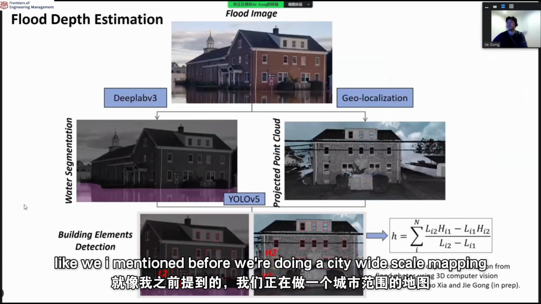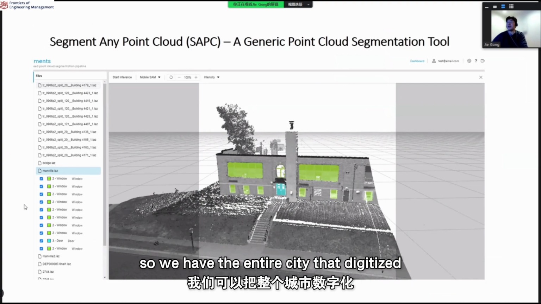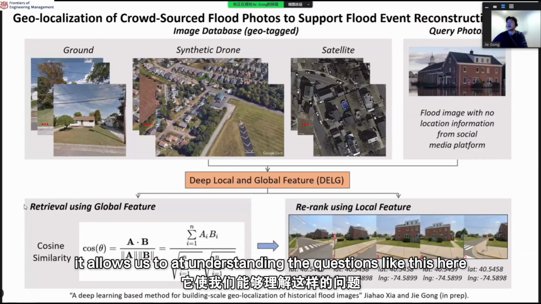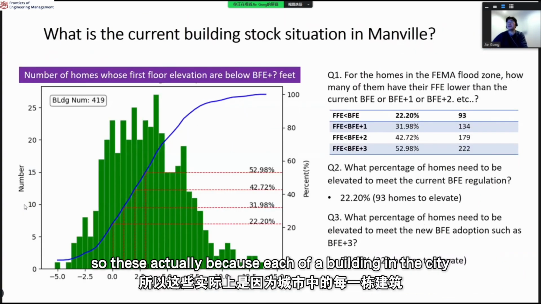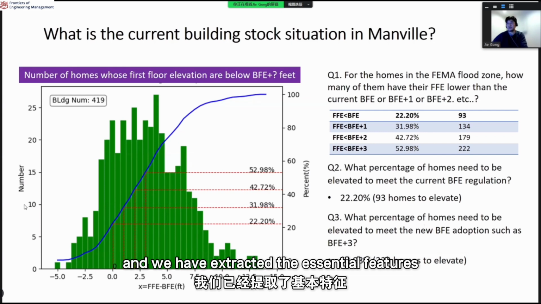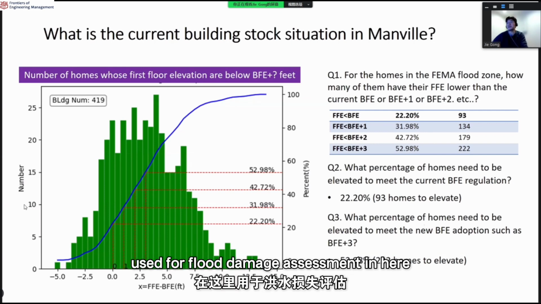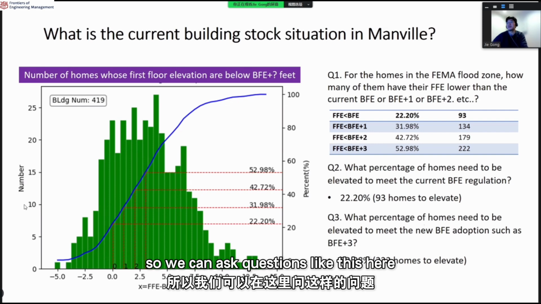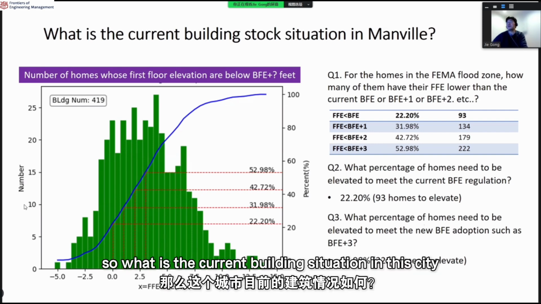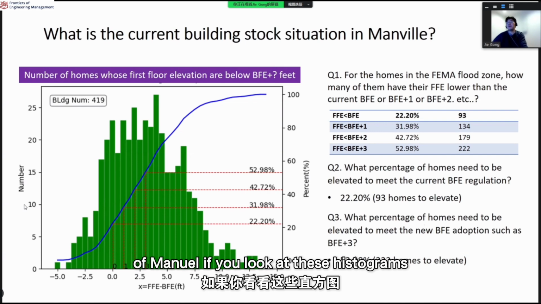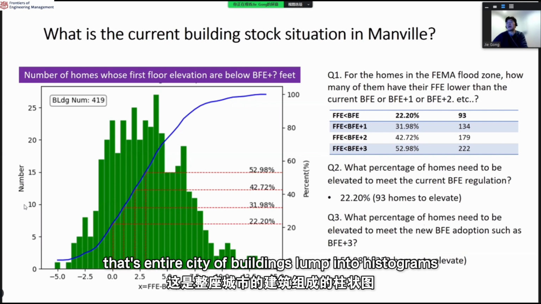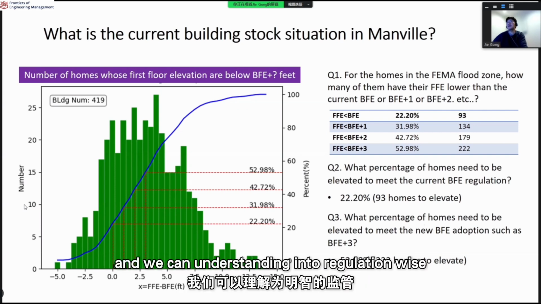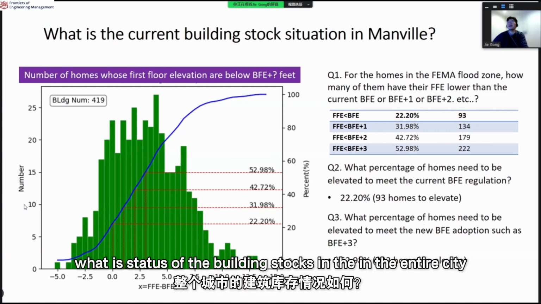Based on the calibrated flood elevation, and at the same time, like I mentioned before, doing citywide mapping, we have the entire city digitized, which allows us to answer questions like this. Each building in the city has been mapped, and we have extracted the essential features used for flood damage estimating. So we can ask, what is the current building situation in the city of Manville? These histograms show the number of buildings, the entire city of buildings lumped into histograms, and we can understand what the status of the building stock in the entire city is, regulation-wise.